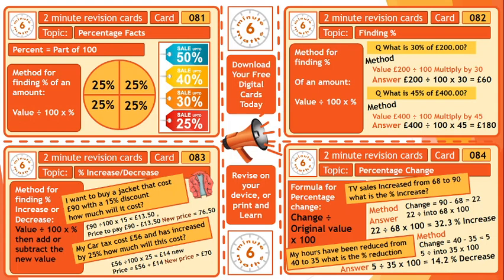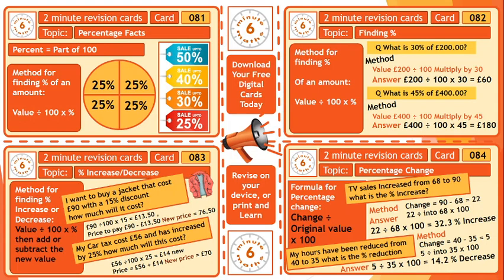So card number 83 is percentage increase or decrease, and there is a method for this. It's the value divided by 100 and then times by the percent we need to find, but then we add or subtract to find the new value.